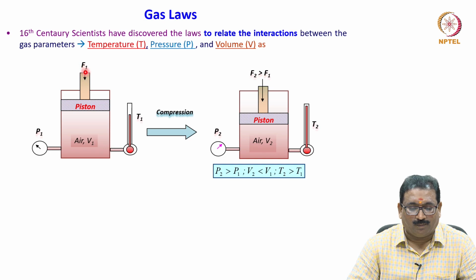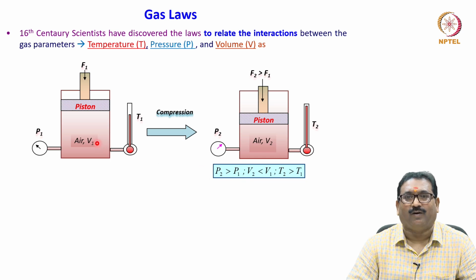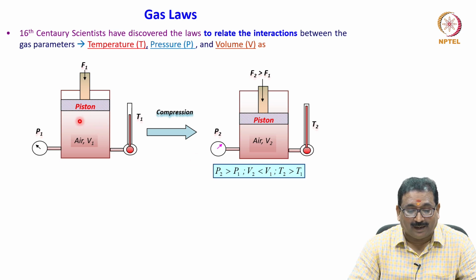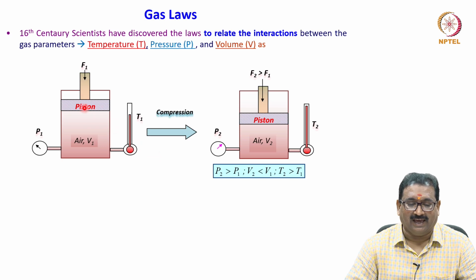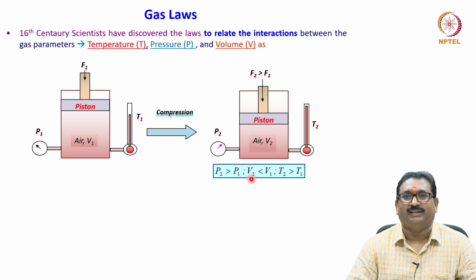What happens if you push this piston inside the cylinder? Pressure increases, P2 is greater than P1, what it was inside previously, and volume decreases; whatever the large volume was, when the piston moves down, volume decreases. But you will remember temperature also increases. You will see, friends, what happened to the gas parameters when we push the gas inside the cylinder: the pressure increases, volume decreases and temperature increases.